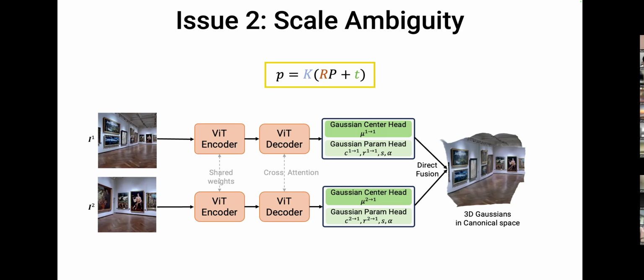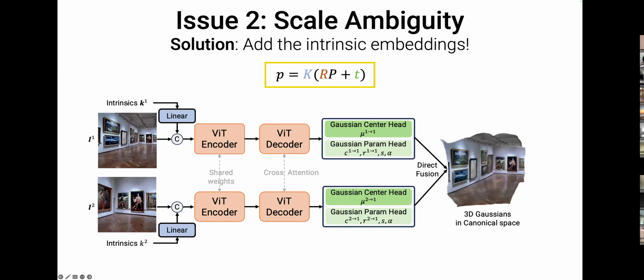To solve this problem, we add an additional intrinsic embedding to the network. We assume that we know the intrinsic parameters. Normally the intrinsic parameters are very easy to estimate. So we encode them into a feature and concatenate it with the image. This actually solves the ambiguity introduced by the projection process.